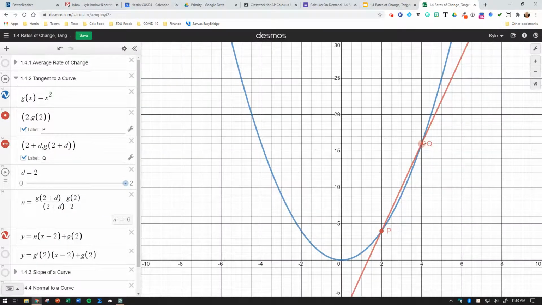So here's the graph in Desmos. The blue function is y equals f of x. Here's our point P at 2, 4. And here's a point Q, a little bit of a space away from P. And we're going to watch what happens as Q approaches P.